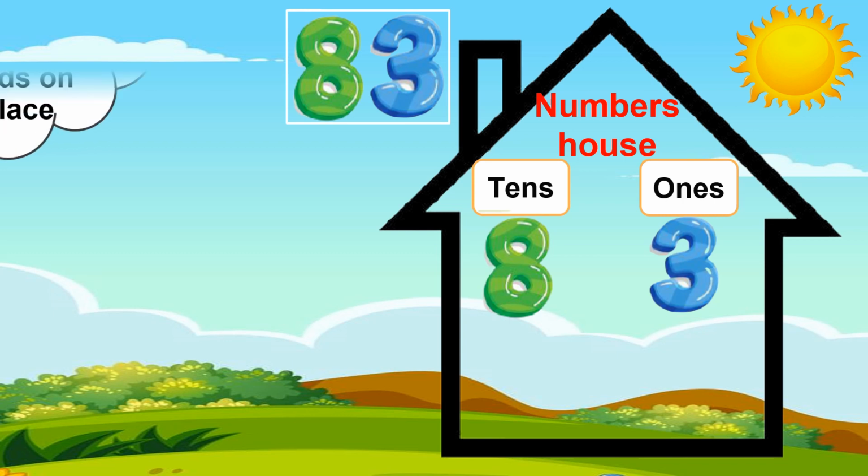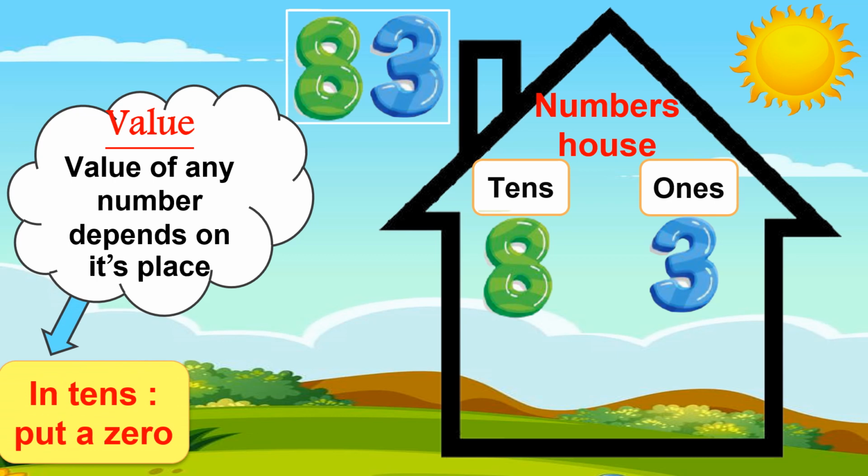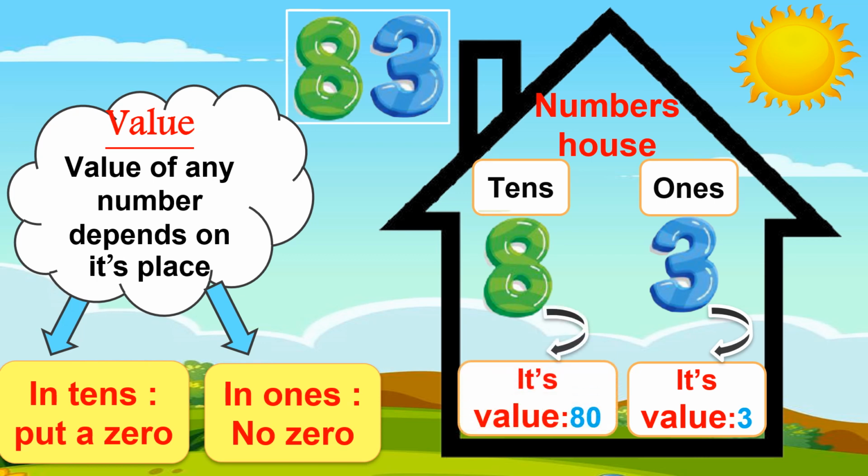So when I say the value of any number depends on its place, the 3 is ones, so I will put 3 without any 0, and the 8 is tens. The tens put only one 0. So in the tens I put a 0, and in the ones no 0. So I will write the value of 3 as 3. 8, I will write 80 with one 0 because tens take one 0 and ones don't take any 0.